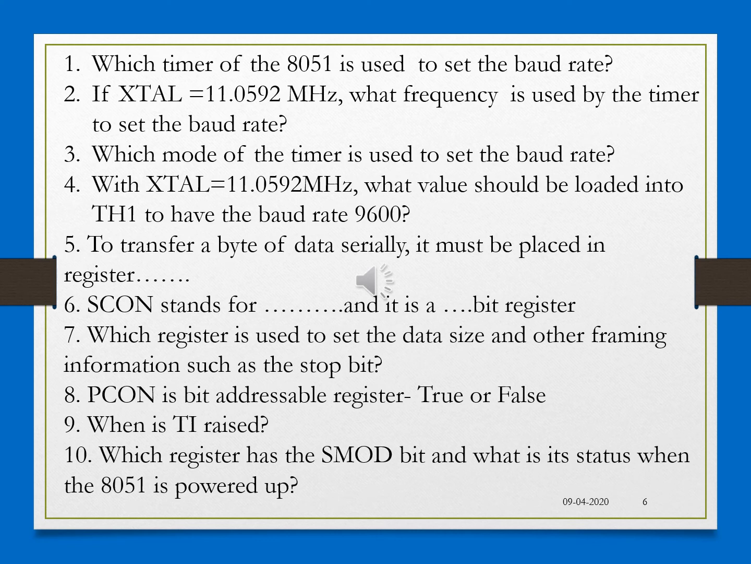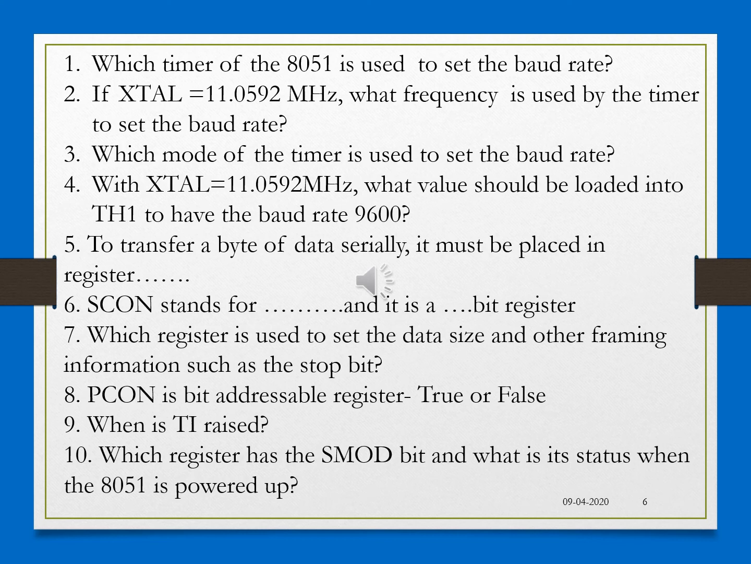If XTAL is 11.0592 megahertz, what frequency is used by the timer to set the baud rate? What is the frequency? It is 28,800, right? How do you get that? First, you divide the crystal frequency by 12 and the UART circuitry will divide again by 32. So the final answer you get is 28,800, yeah?